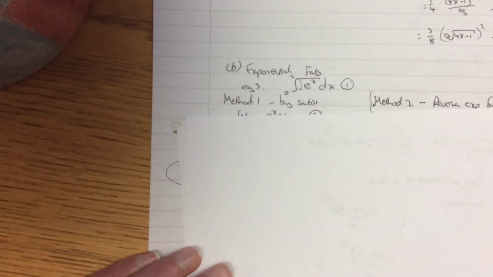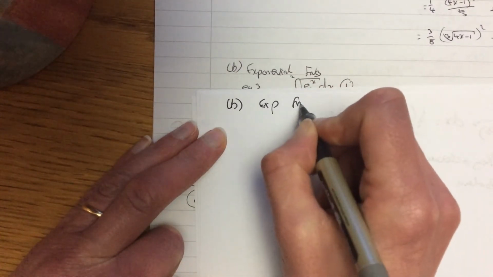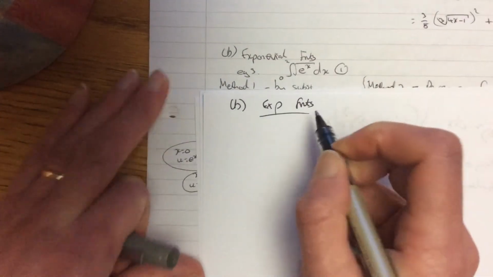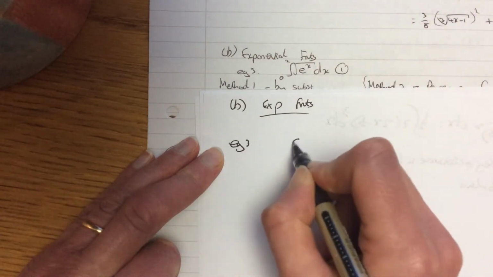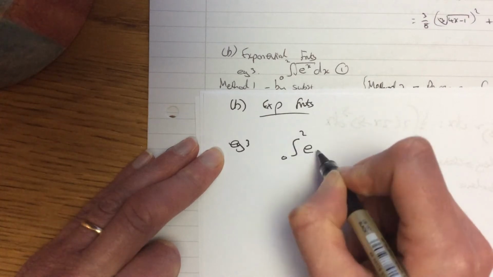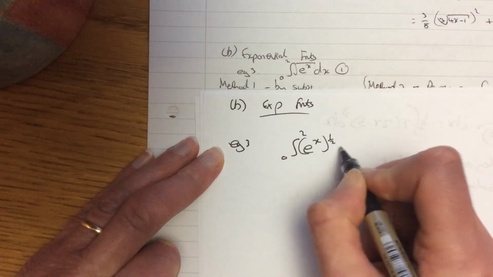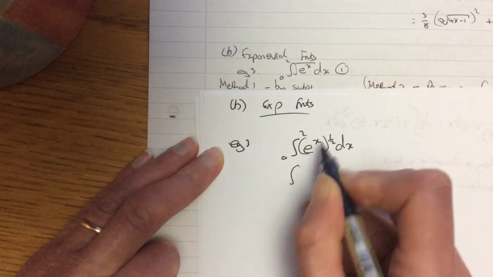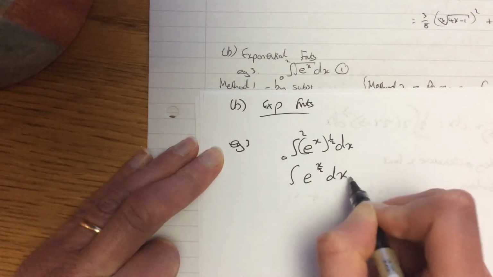Okay, so next wee bit is exponentials. So again, I'm going to show you exponential functions, the way of using it by substitution, and then the way I would do it, that's the root. So that's the power of a half. Okay, remember power to power means multiply, so that's just the same as a half x.